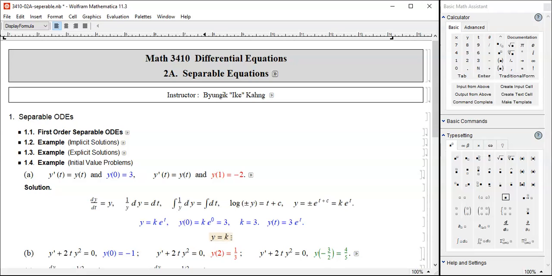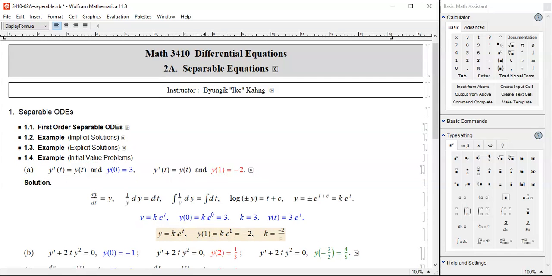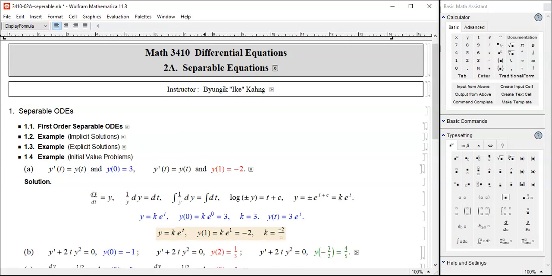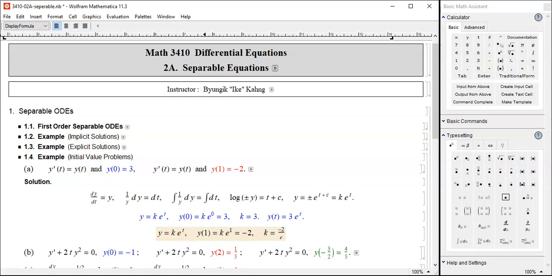Okay, how about red? y is equal to k times e to the t power. y of 1 is negative 2. k times e to the 1 power is negative 2. Therefore, k is negative 2 over e. Therefore, y of t is, let's say, negative 2 over e times e to the t power.